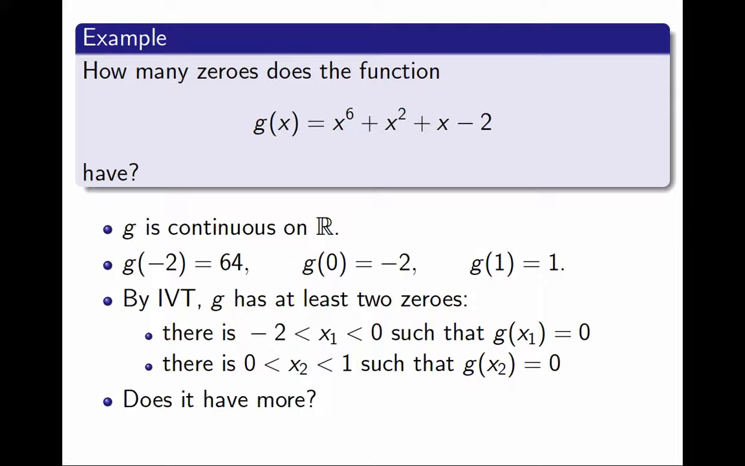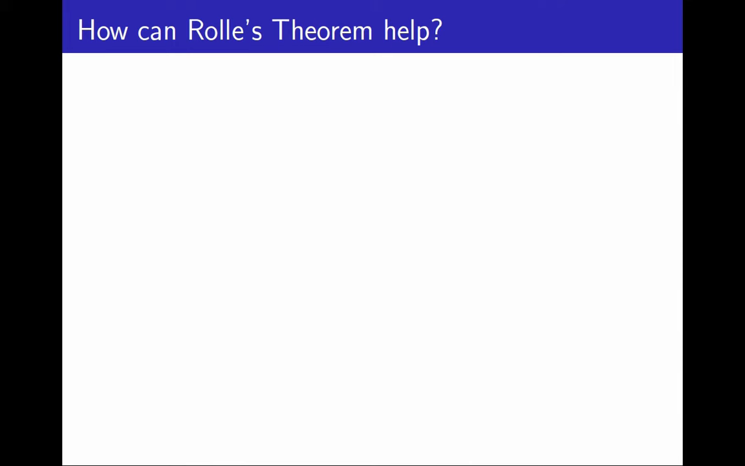But are there more? The IVT can never answer this. It can only tell us that there are at least a certain number of zeros. Rolle's theorem will help us with the rest.